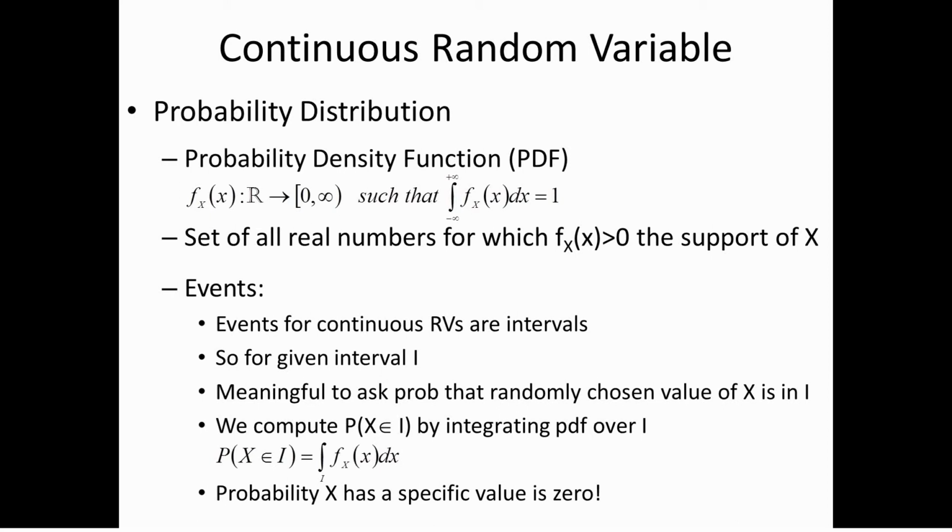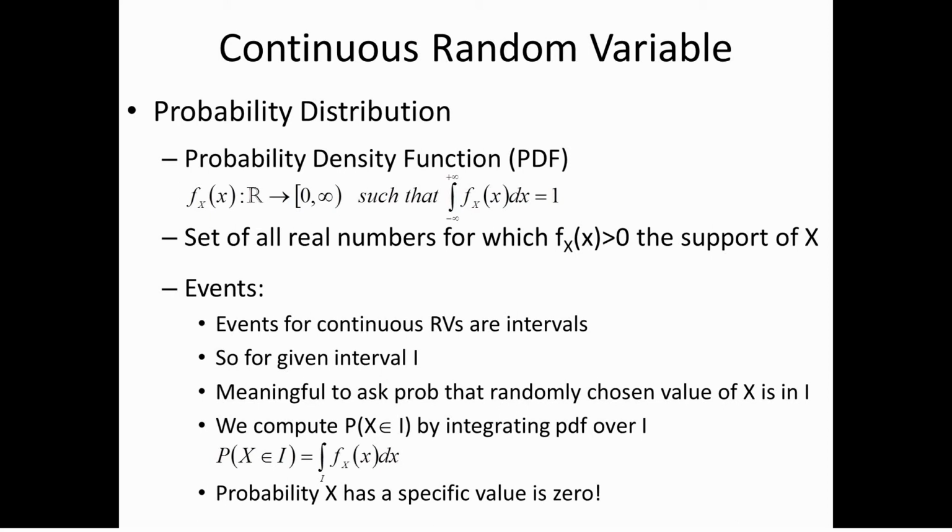And it's going to map the random variables, which are real numbers, into the half-closed interval [0, infinity). Okay, so the PDFs are non-negative values. And they only have to satisfy one condition, which is that their integral from minus infinity to infinity is 1. Okay? And again, we're going to define the support of the random variable as all the real numbers for which the density is greater than 0.